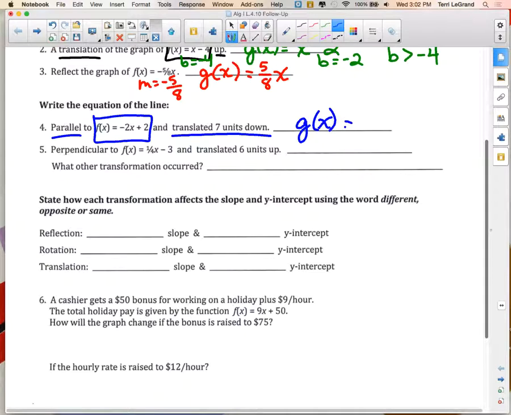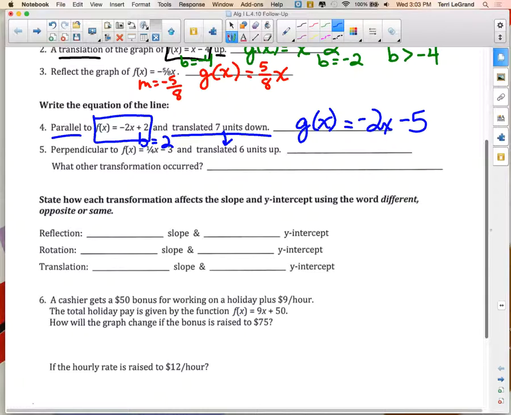G of x equals negative 2x minus 5. So here, remember we were not going to change the slope, but the y-intercept was 2. It's got to go 7 units down. 7 units down from positive 2 is negative 5, isn't it? So good answer. Negative 2x minus 5.